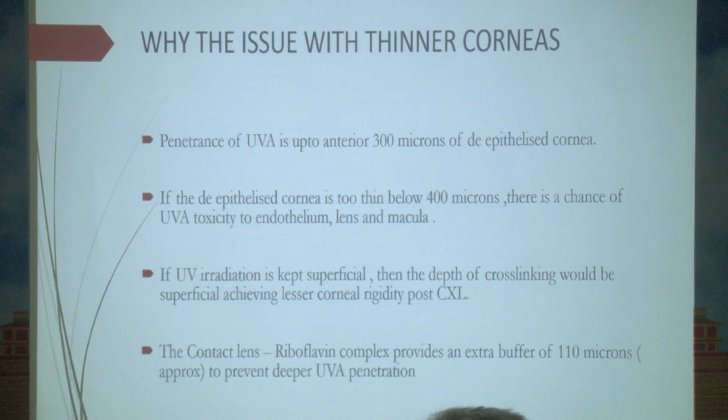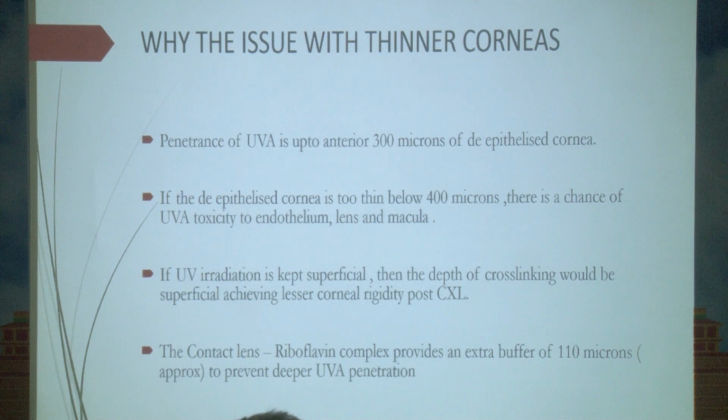If the de-epithelialized cornea is too thin, below 400 microns, there is a chance for UVA toxicity to the underlying endothelium, lens and macula. And in this case, if we keep the UV radiation too superficial, then the depth of the cross-linking wouldn't achieve enough corneal rigidity, so the purpose would be defeated.